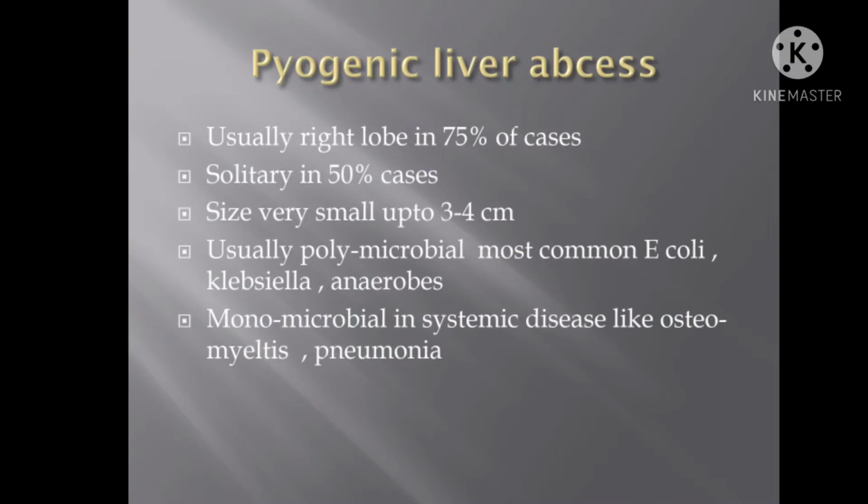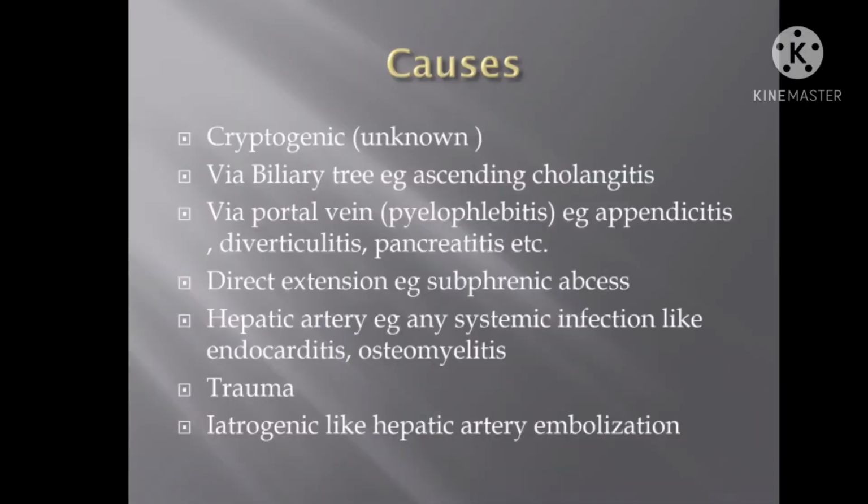So what is the etiopathogenesis of pyogenic liver abscess? The liver is supplied by the portal vein and hepatic artery, and it is connected to the biliary tree. So there are various causes of pyogenic liver abscess. Earlier, about 50 years back, appendicitis used to be the most common cause. But nowadays, with good antibiotics, the main reason behind pyogenic liver abscess is considered to be biliary disease, that is ascending cholangitis.